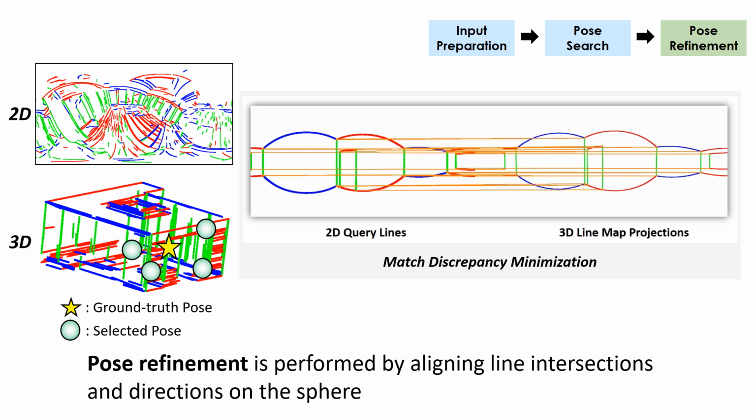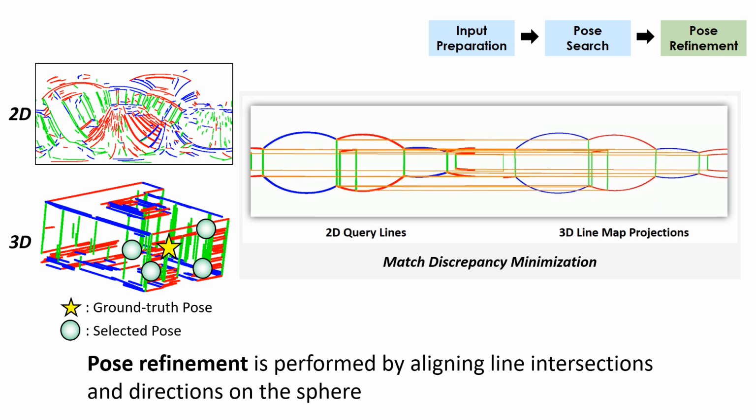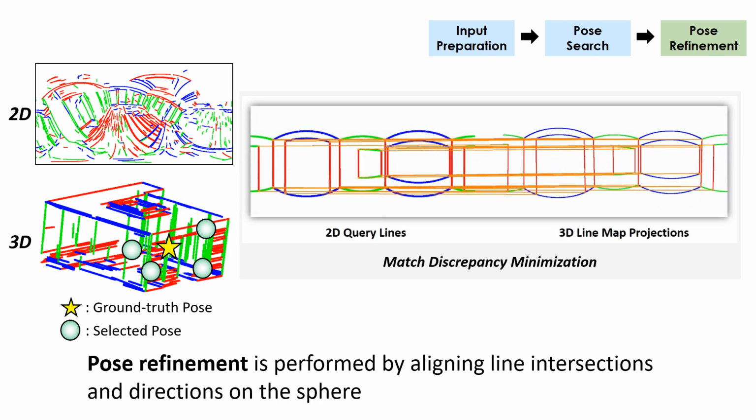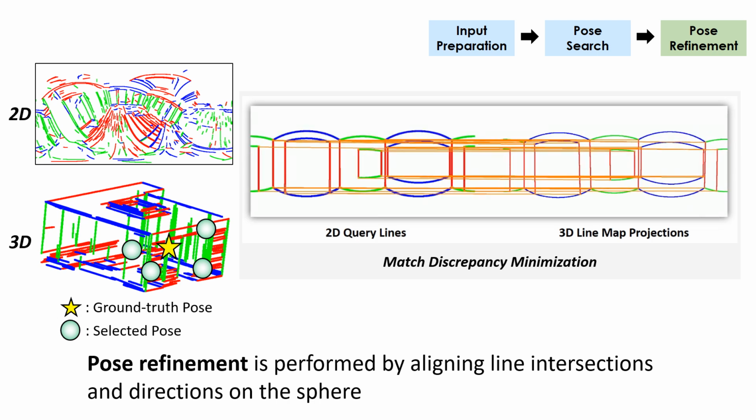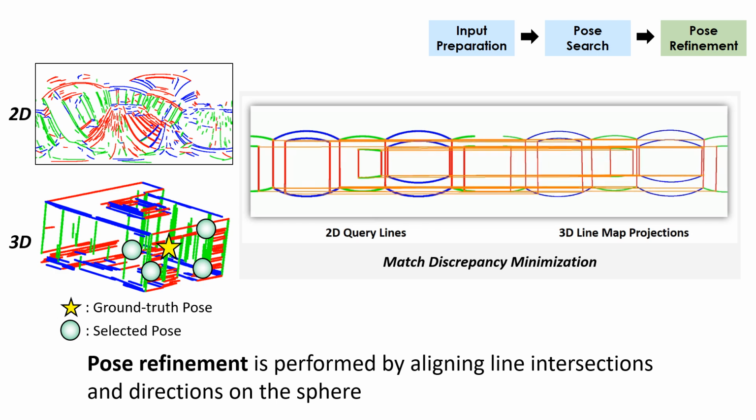Here's how the minimization process leads to refined pose estimates. We show the intersection matches in orange. Here's another example. By exploiting the sparse matches of lines and their directional regularities, our method can quickly and accurately refine the initial poses.